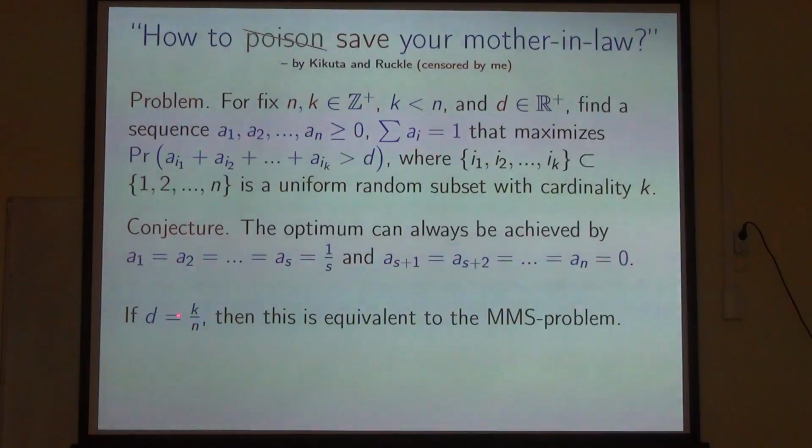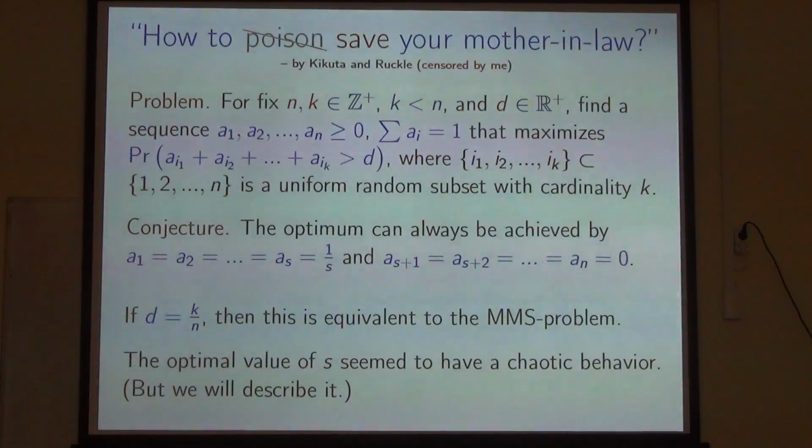Okay, first notice that if this critical d is just k over m, then it's equivalent to the previous problem, because you just measure the difference from 1 over m, and you just consider the a_i minus 1 over m, and it will be the very same problem. So this is a generalization of the previous problem.